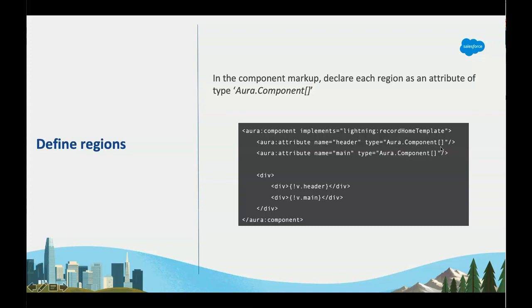What this tells the system is that these regions are not going to deal with primitives such as strings or integers, but with actual component instances. Finally, I go ahead and add my regions to my markup. And since this is just going to be a simple template, I'm going to be nesting them in between divs. We'll take a look at a more complex use case when we move to the demo.